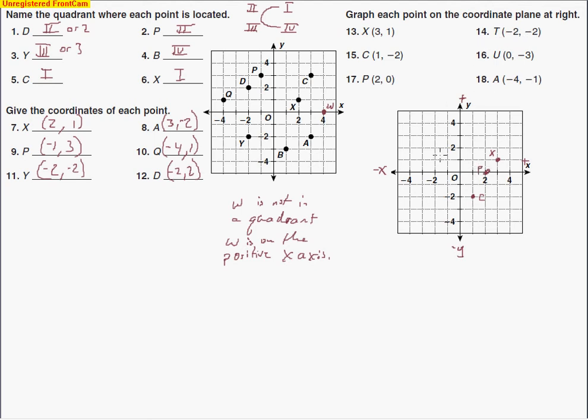T is negative 2, negative 2, so over 2 to the left, down 2. That is T. And then U is 0, negative 3, so over 0 and down 3, and this is on the negative y-axis. Negative y-axis for U. And then A, negative 4, negative 1. So there it is. These are the types of problems you're going to be dealing with. With coordinate planes, you're going to look at graphing points, naming points, and naming quadrants. Good luck on tonight's homework.